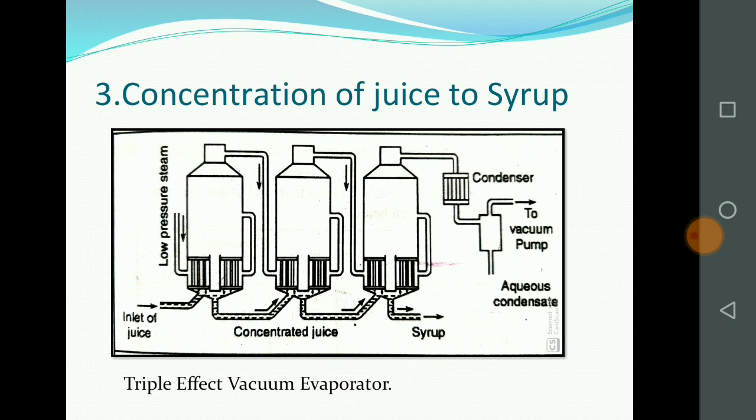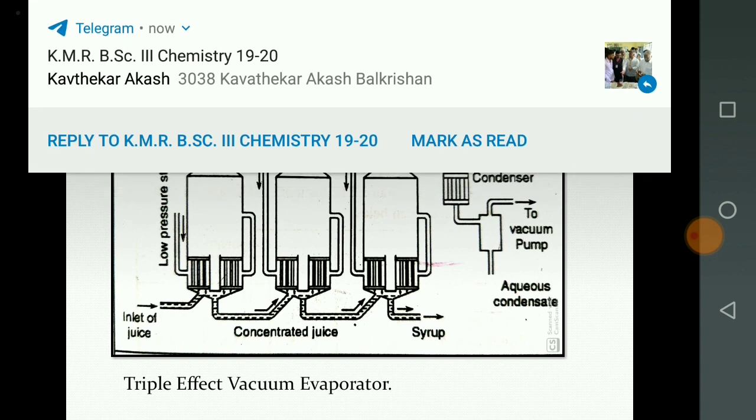The evaporators are joined in series of 3 or 4. The calandria of the first evaporator is connected to a steam inlet pipe coming from the steam generator.